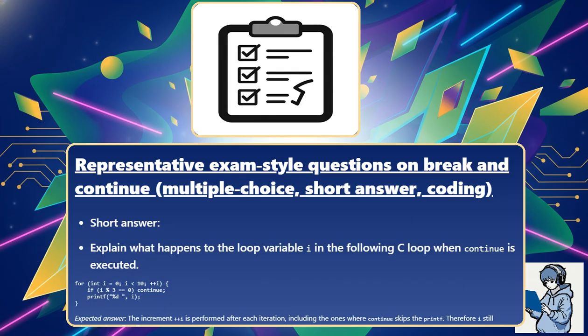Short answer, number 2. Explain what happens to the loop variable i in the following C loop when continue is executed. The code: for int i equals 0, i less than 10, increment i; inside the loop, if i modulo 3 equals 0, continue, otherwise print i. Expected answer: the increment i++ is performed after each iteration, including the ones where continue skips the print statement. Therefore, i still advances from 0 to 9.